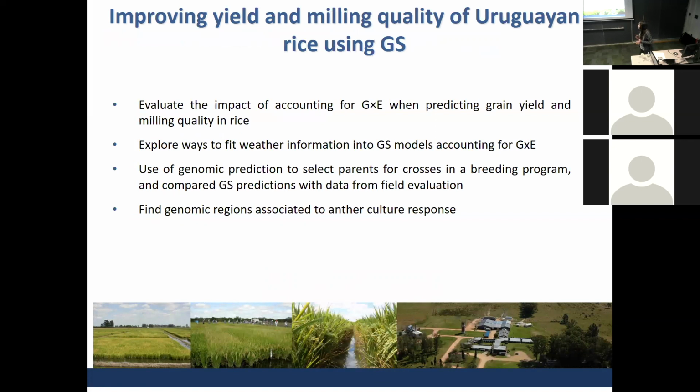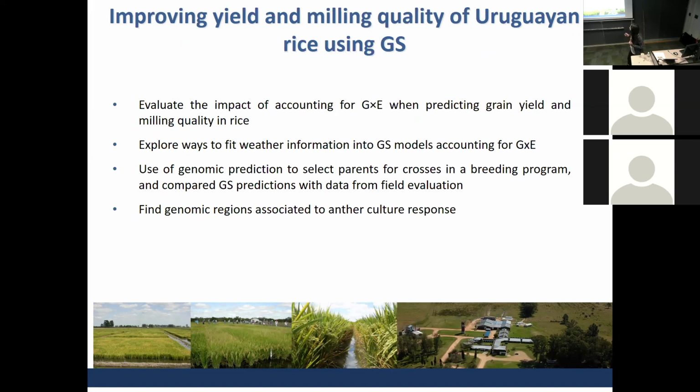So we know that milling quality traits and yield are the traits I'm focusing on here in my project. And we know these traits are quantitative traits. So genomic selection could be a good strategy to improve these traits. And that's basically what my project was, to explore some aspects of implementing genomic selection to improve both grain and milling quality traits.